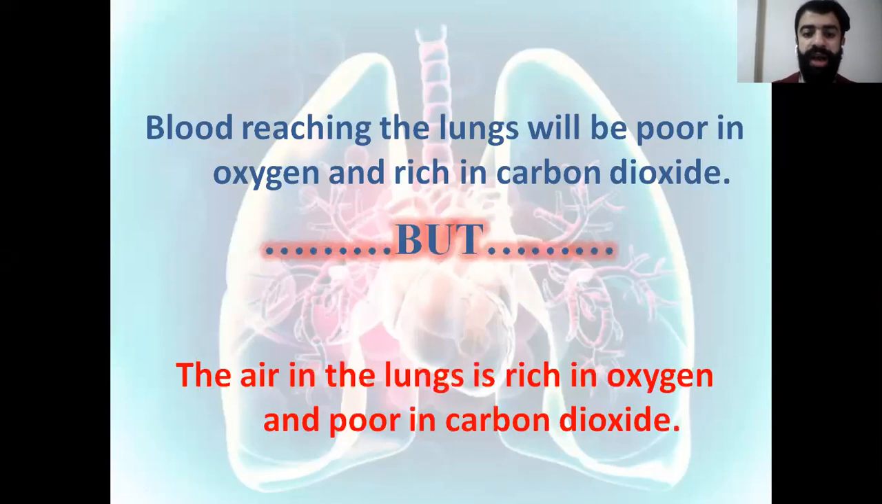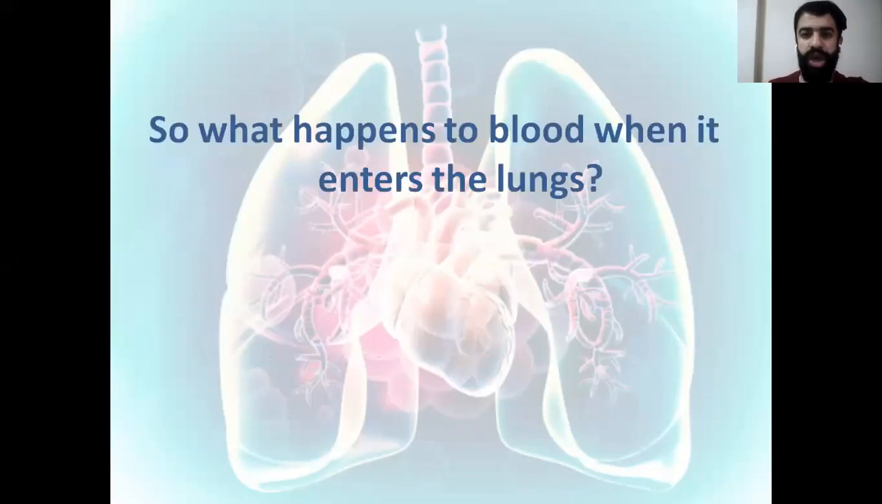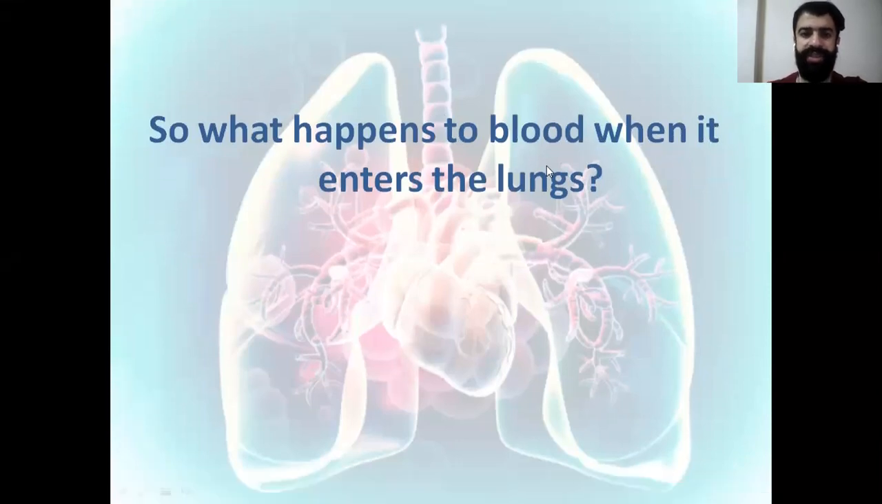Whenever we enter the lungs, the air inside the lungs is rich in oxygen. That's why we can use the oxygen inside our body. And the air in the lungs is poor in carbon dioxide. What happens and what is the event responsible for this? So, what happens to the blood when it enters the lungs? Here you have to know this.